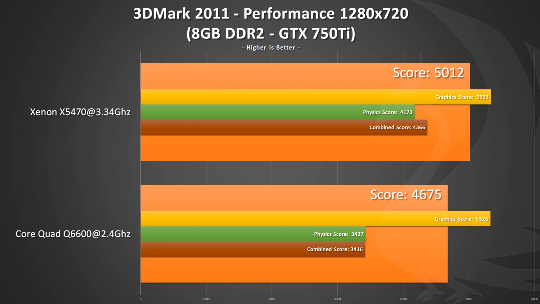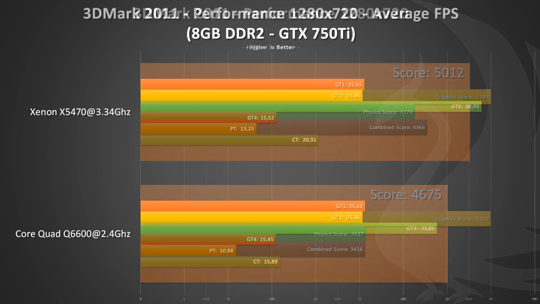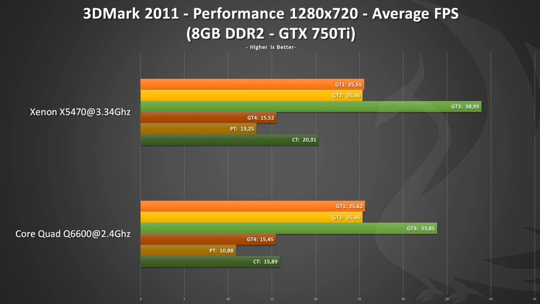The major changes are on the physics score, going from 3,427 to 4,173, and logically have an impact on the combined and the total score. If you check the details, you can see we've got a gain on the physics test and on the Game 3 test. Of course, the combined score reflects that.